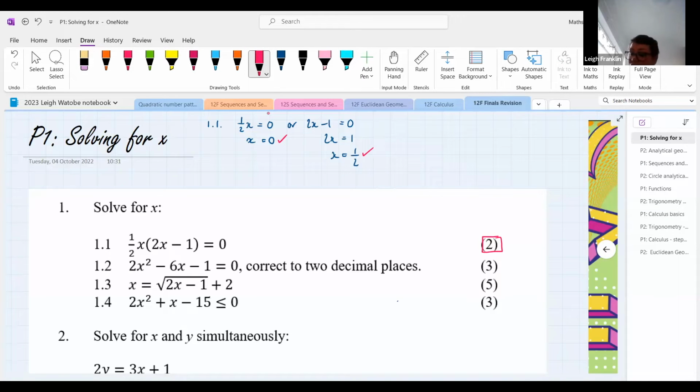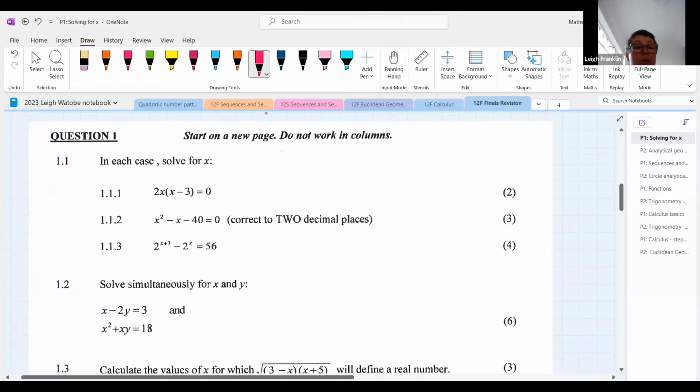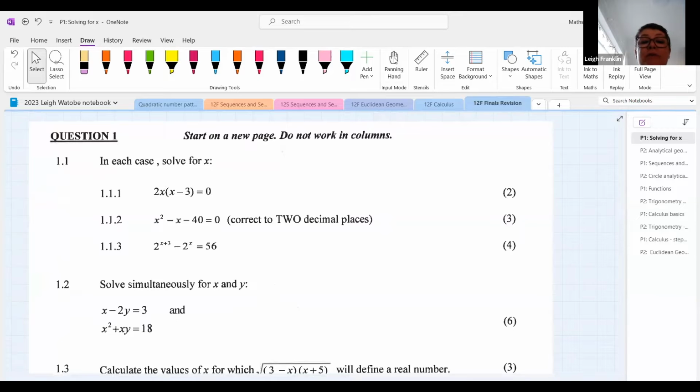Normally the first question is like that. If we have a look, I've got another question down here. Can you see this question is exactly the same? They've got something times a bracket is equal to 0. So different numbers, different something inside the bracket, but it's exactly the same idea. It's already been factorized and it's equal to 0. So all you have to do is write down the solutions.